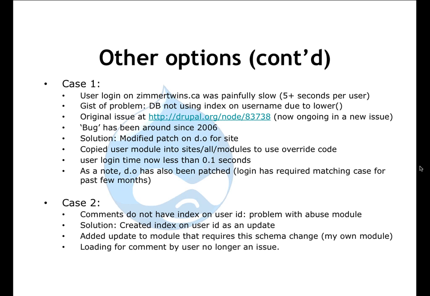The second case is comments don't have an index on the user ID. And this was a problem with my own module, the abuse module, because I actually do some queries based on getting comments based on the user ID. So my solution was to create an index for it, but I didn't want to roll it into the user's install file. So I added that update to my module, so that when I uninstall it in the future or when I create an update, I can easily remove that key should Drupal decide to add it in. And loading comments by user on my site wasn't an issue anymore.